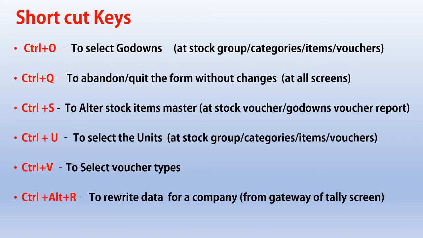Then Control plus Alt plus R is for rewriting data for a company. We send our data for auditing, and the auditor makes some changes. Those changes are incorporated in our company. Simply press Control Alt plus R and give the source from where the audited files are available. Automatically the data will be rewritten to our company.